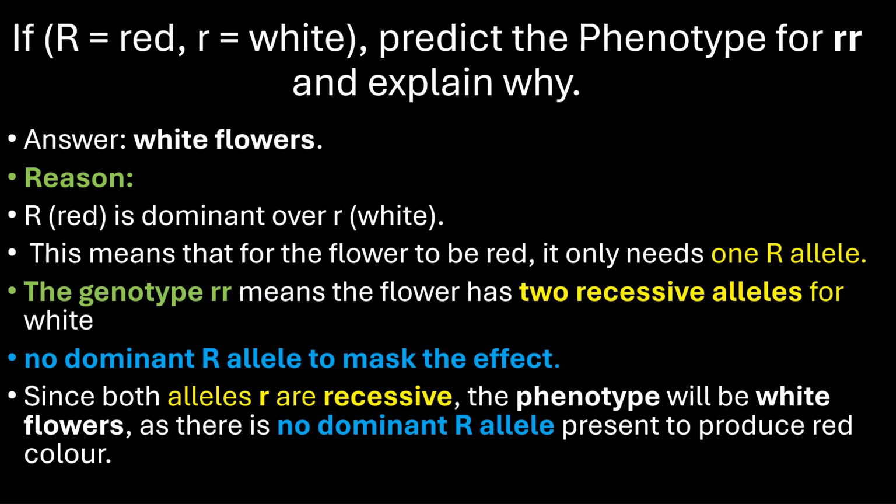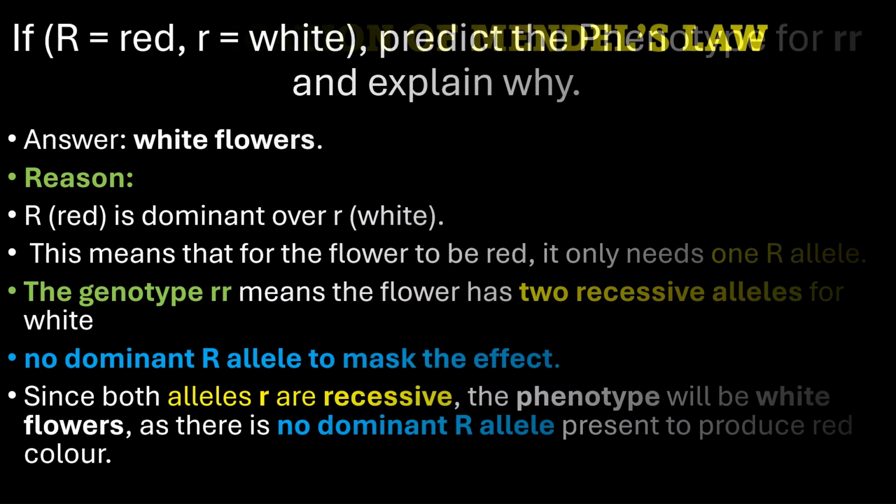This means that for the flower to be red, it only needs one capital R, which is dominant. The genotype rr, two small letter r, means the flower has two recessive alleles for white. No dominant R allele is present to mask the effect. Since both alleles are recessive, the phenotype will be white flowers, as there is no dominant R allele present to produce red color. And that is how you answer it in short.